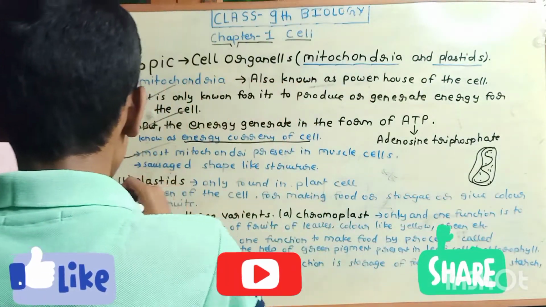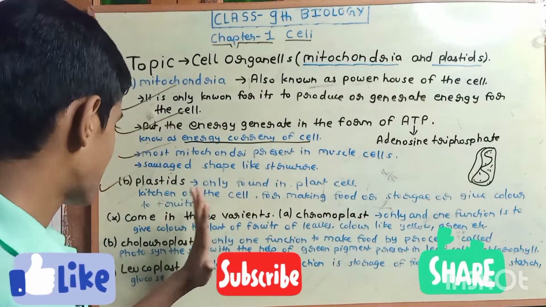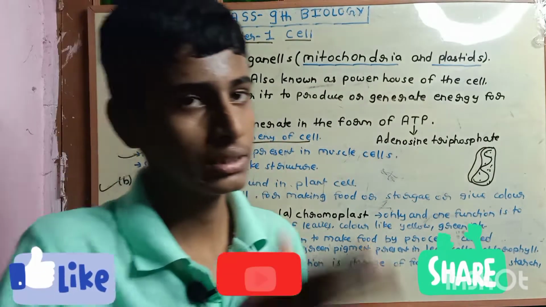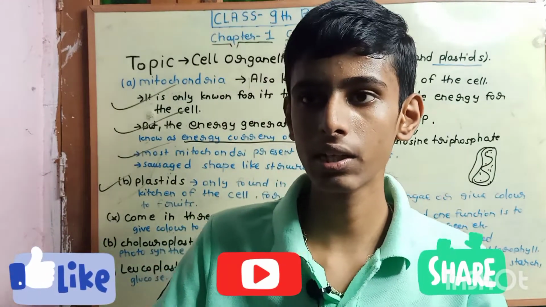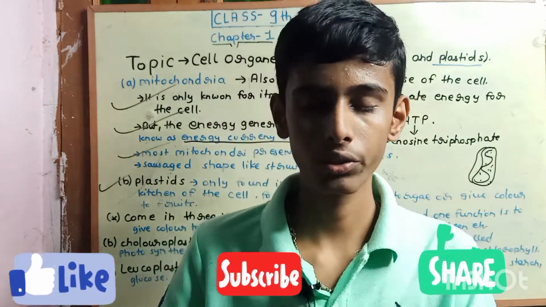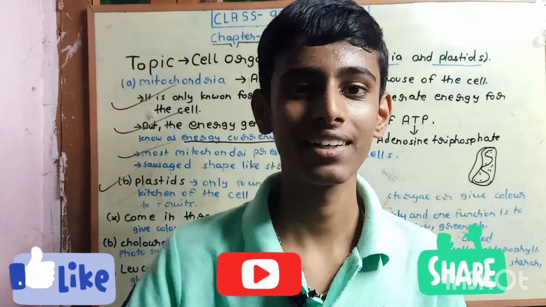So let's start the plastid. It is only found in plant cells, the kitchen of the cell, for making food or storage, or giving color to fruit. Then you will say how the plastid gives color to this or that, or prepares food, or stores food. But in plastids there are three variants.